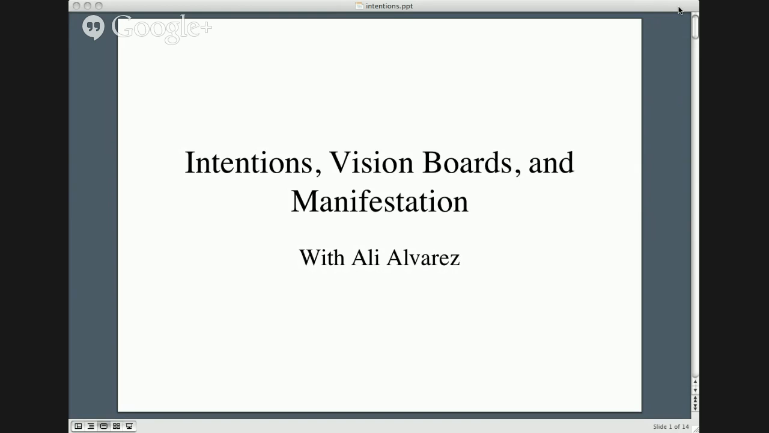Okay, so today this is about intentions, vision boards, and manifestation, right? It's something that we all do from time to time. Everyone has set intentions, everyone has set intentions that work, everyone has set intentions that have not worked.